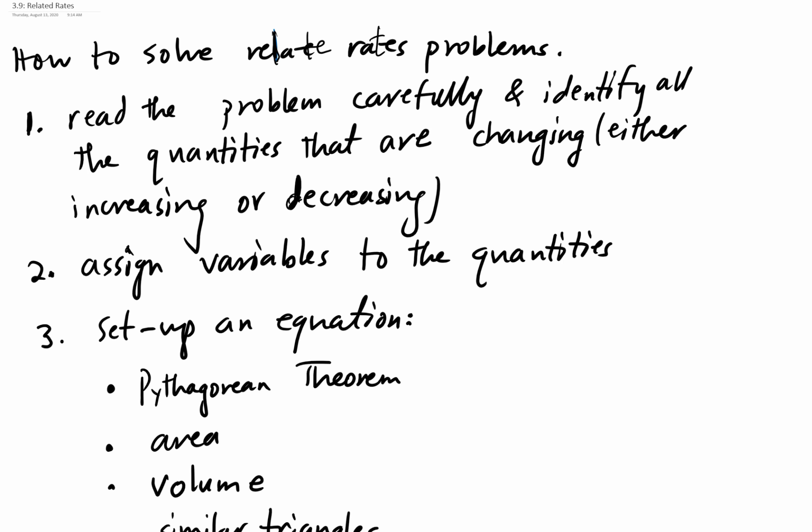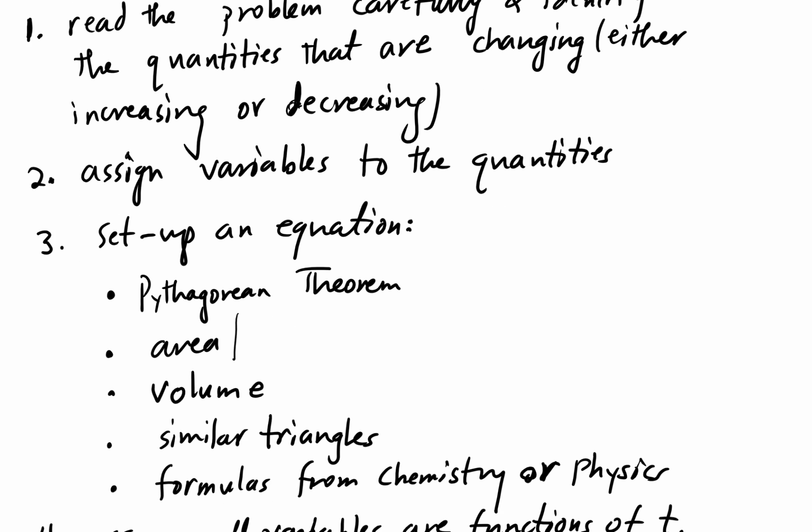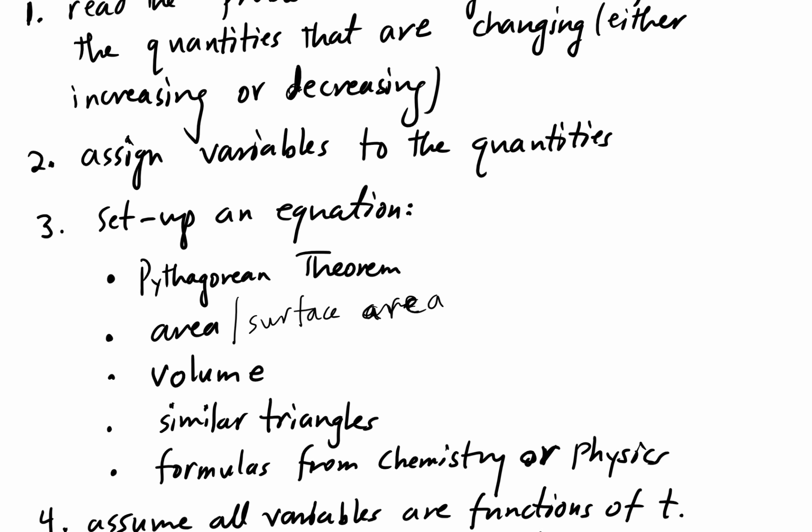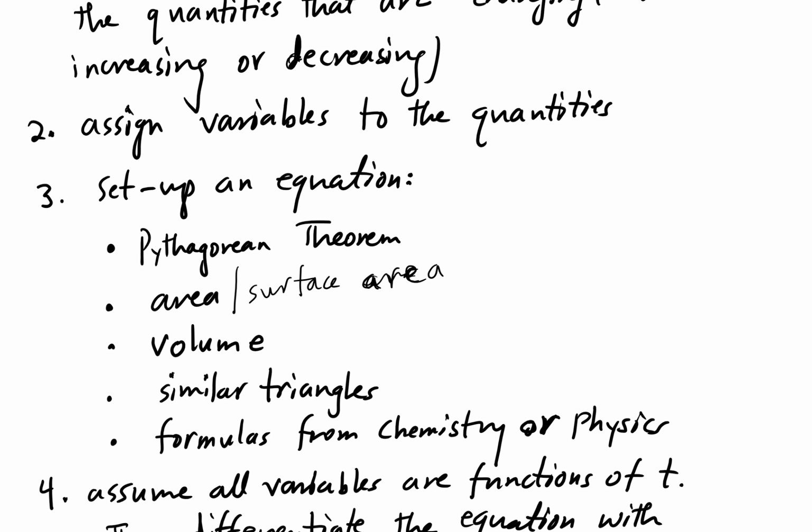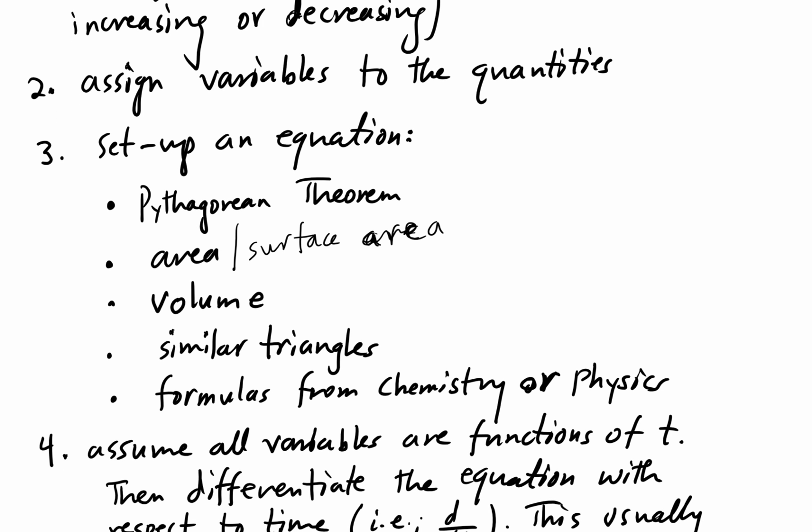And that equation can come from the Pythagorean Theorem, or some area formula or surface area formula. It could be a volume formula, which I will list at the end to summarize them. Sometimes with similar triangles, we need to set up a proportion. Or it could be a formula coming from chemistry or physics. And in this specific section, to make things easier for us, we're going to assume that all the variables can be written as a function of t.